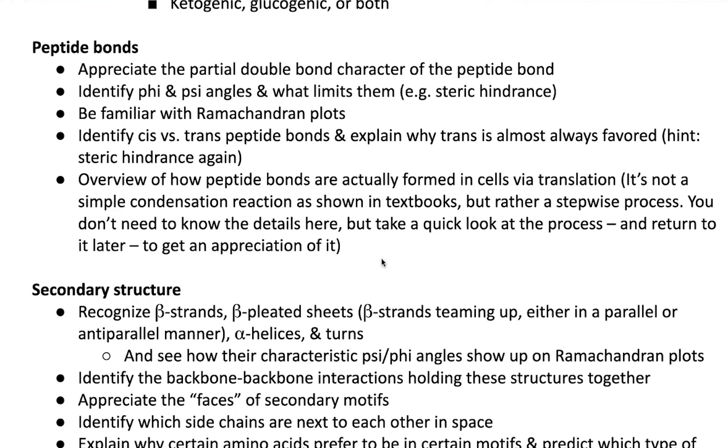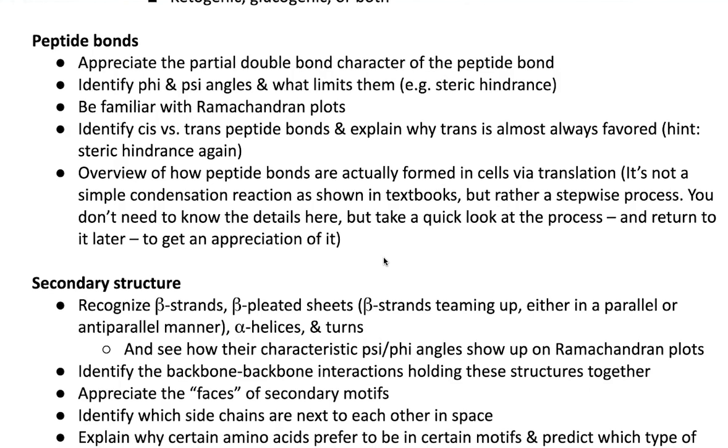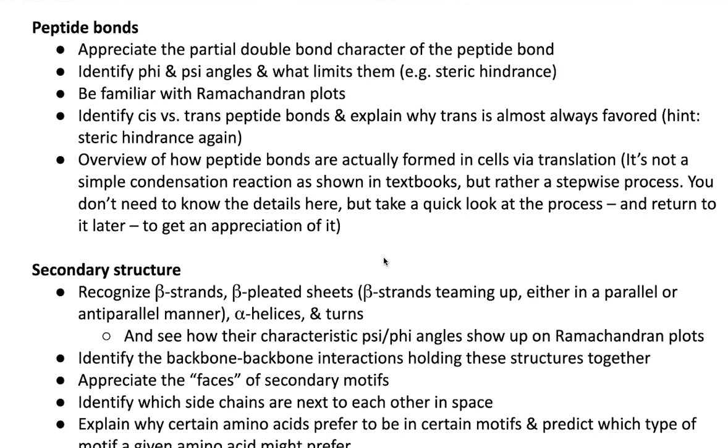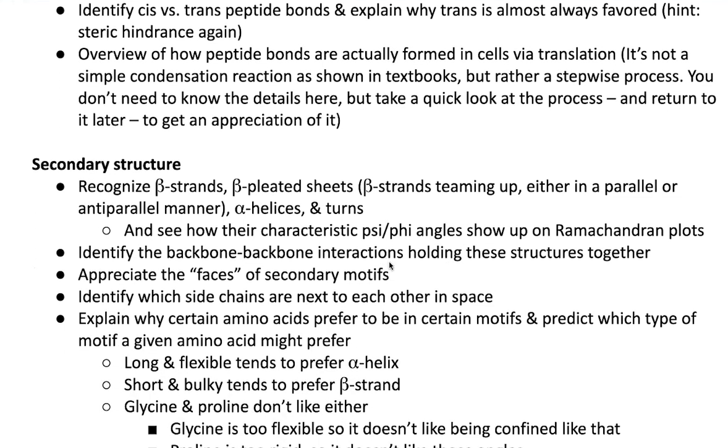Also have an overview of how peptide bonds are actually formed in cells via translation. So in your textbook, you might see this simple condensation reaction where these two things come together and you lose water molecules. But actually how it happens in your cells is a stepwise process. You don't need to know the details, but just take a quick look at the process and return to it later to get an appreciation of it. And so, yes, you do lose the equivalent of a water molecule, but they're not actually just coming together like that. You first have it transfer from a tRNA.